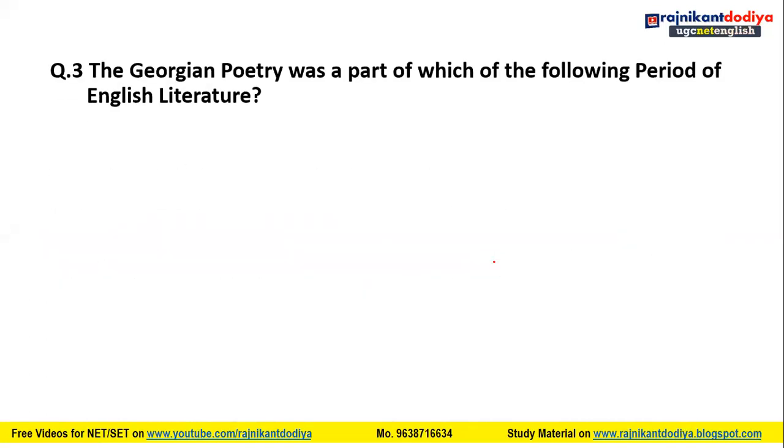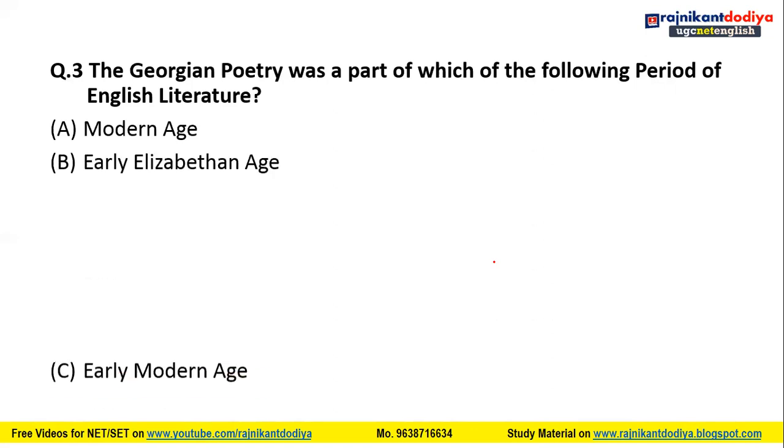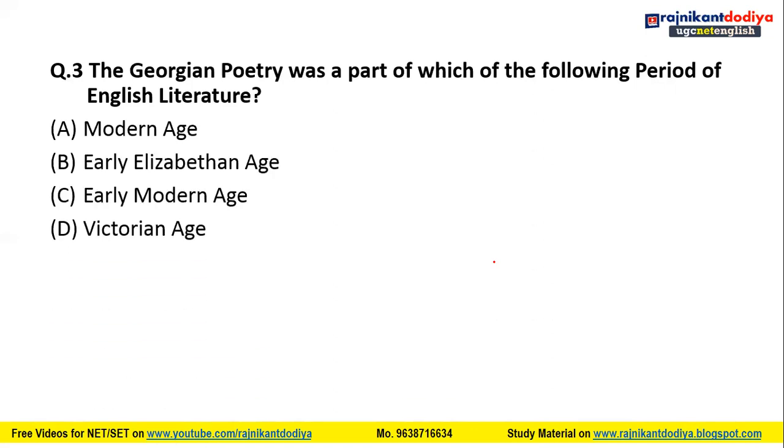Then, Georgian poetry was a part of which of the following periods of English literature? So here we have four options about this Georgian poetry. It was a part of one of the following periods of English literature. So in which can we include this? So it is obviously the first one, modern age, option A. Modern age includes this particular poetry, Georgian poetry, the Georgian era.